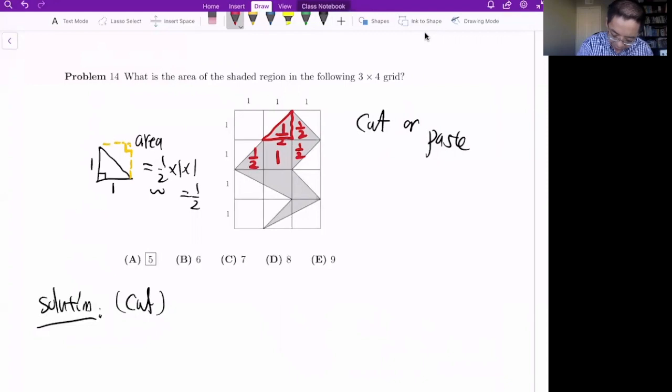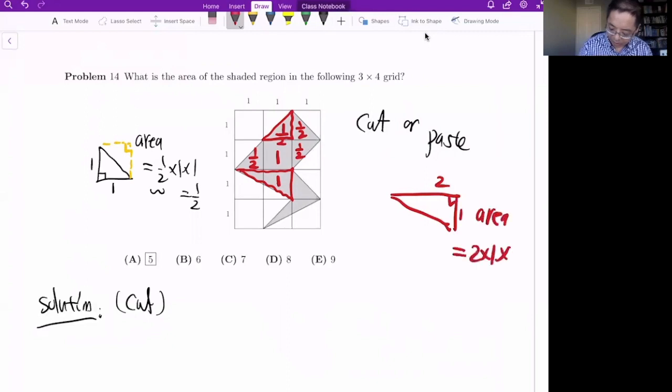Okay, so now for this part, this is 1 times 2. So you get a 1, right? Because you have this right triangle. This is 1, this is 2. So the area equals 2 times 1 times 1/2. So this is 1, and this is also 1/2. Now let's figure out the area of this one. All right. So let me put it here. So the area of this.